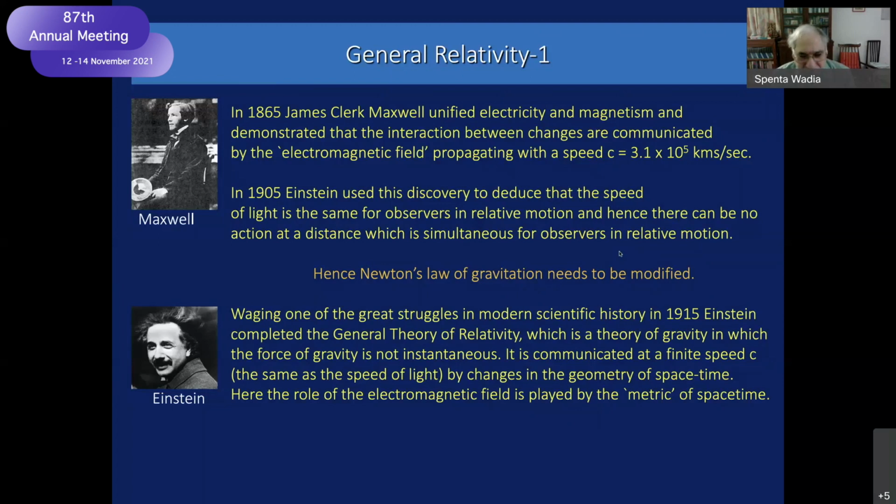And waging one of the great struggles in modern scientific history, in 1915 Einstein completed the general theory of relativity, which is a theory of gravity in which the force of gravity is not instantaneous. It is communicated at a finite speed, the same speed c, by changes in the geometry of space-time. And here, the role of the electromagnetic field is played by the metric of space-time, which tells you about how space-time is deformed by matter.